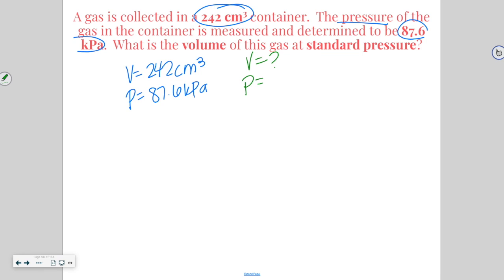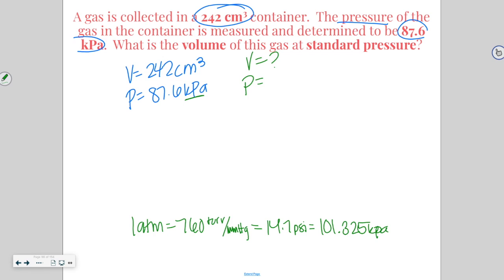Wait, what is standard pressure? If we think back, remember that's at sea level, so 1 atm or 760 torr, or mmHg, either one. It's also equal to 14.7 psi. And lastly, standard pressure for kPa is 101.325. All right, so it's asking us to find volume at the standard pressure.